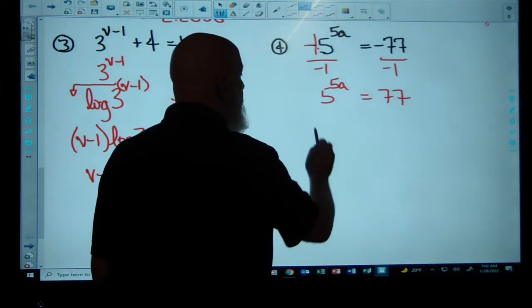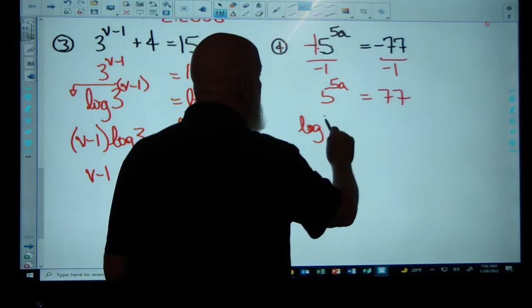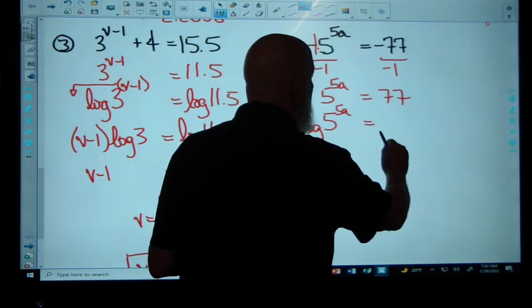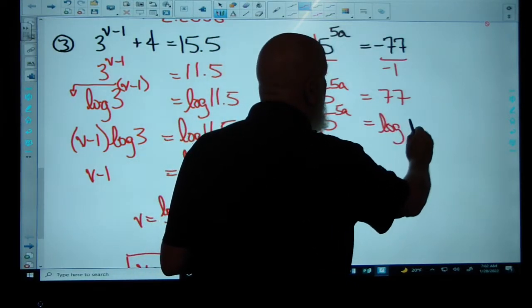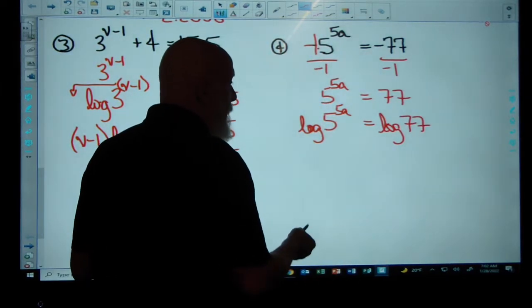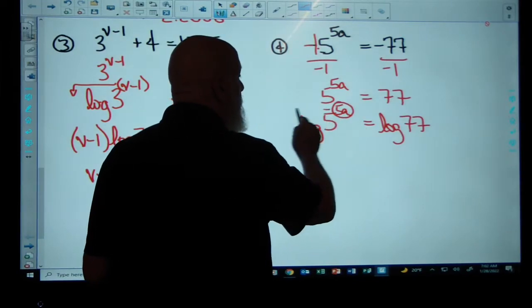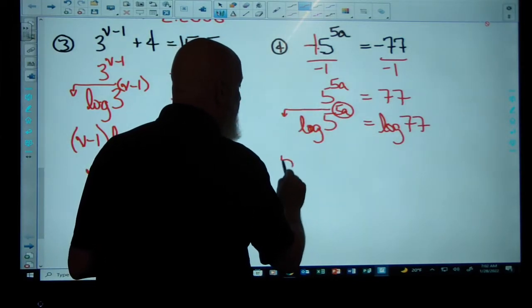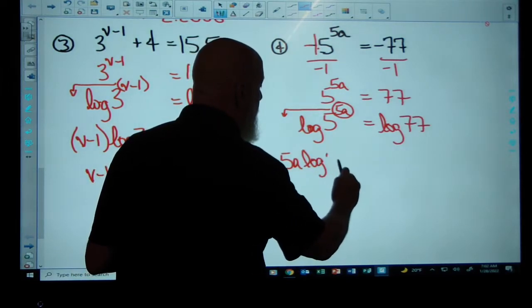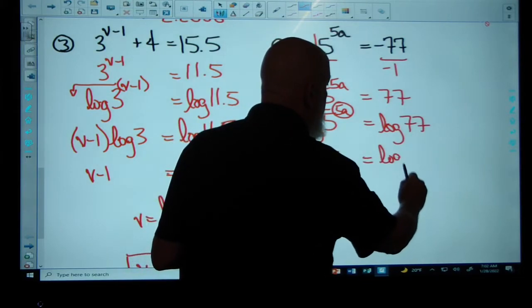I'm going to take the log of both sides because I have a variable in my exponent. And when I have a variable in my exponent and I take the log of both sides, I can employ the power property of logarithms and move this from a position of an exponent to a position of a coefficient. 5a log 5 is equal to log 77.